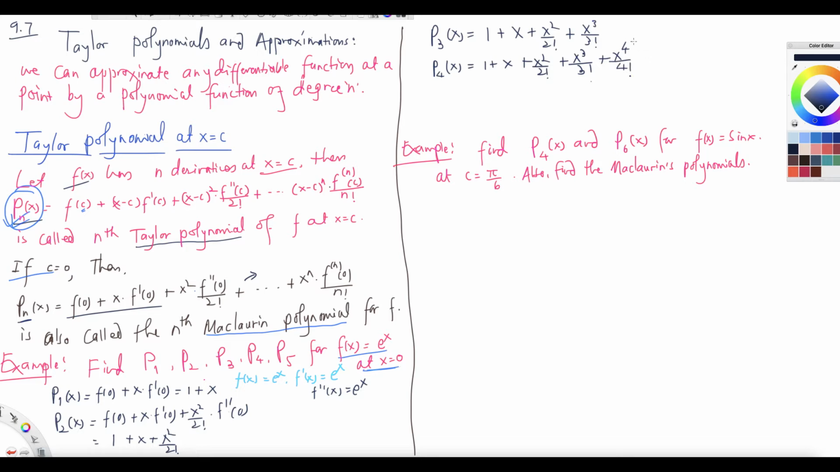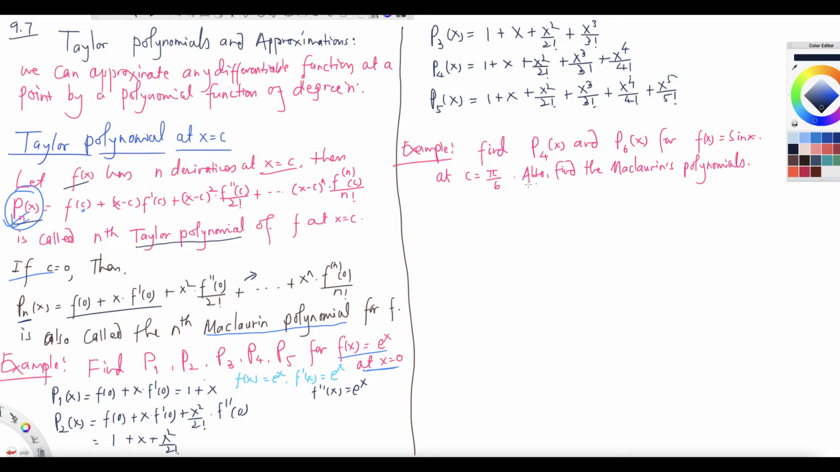That's what you get. Okay, and then P5 of x is 1 plus x plus x squared over 2 factorial plus x cubed over 3 factorial plus x to the 4th over 4 factorial plus x to the 5 over 5 factorial. You need to go up to the fifth derivative. That's what you get. Okay, guys. So this is how you find the Maclaurin series or the Taylor series, because if c is 0, then we call it Maclaurin's, otherwise it is the Taylor series. So the Maclaurin series is a special case of the Taylor series, right?